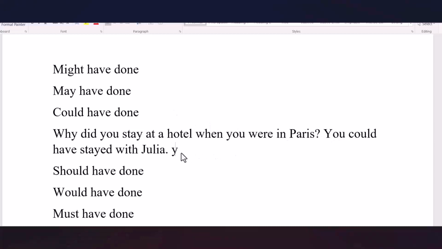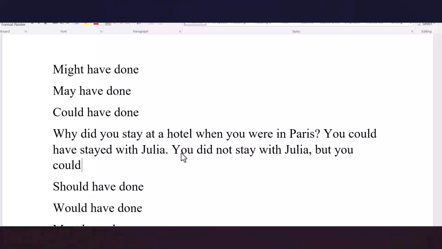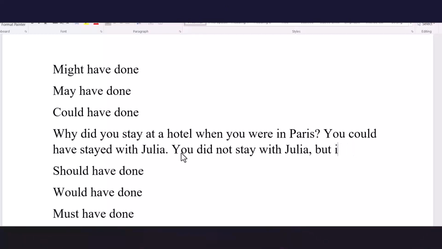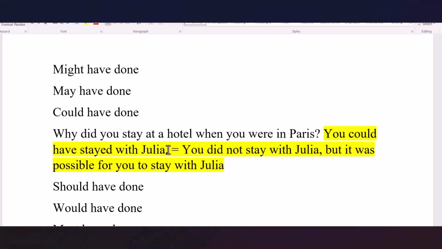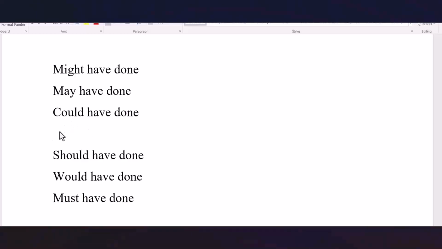In this sentence, you didn't stay with Julia. But you could. But it was possible for you to stay with Julia. Here, it's better to place an equal sign. You could have stayed with Julia means you did not stay with Julia, but it was possible for you to stay with Julia. The negative of could have done is couldn't have done.